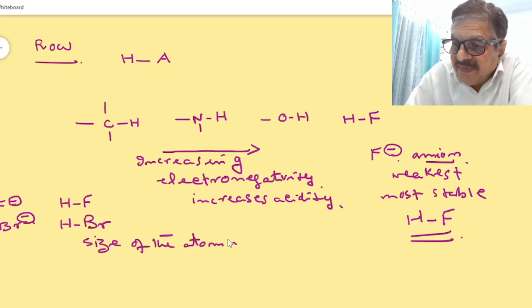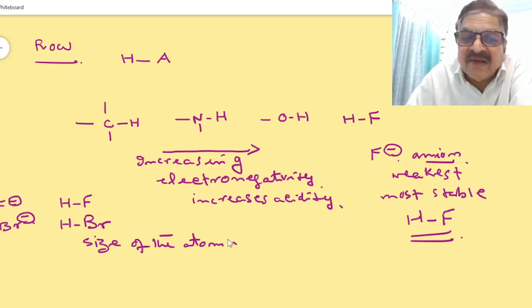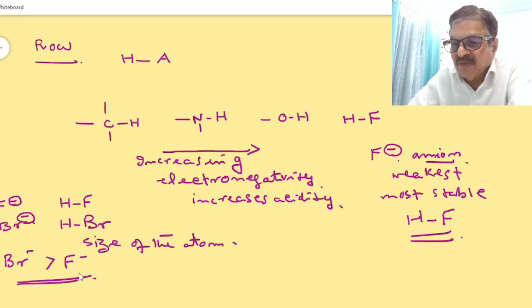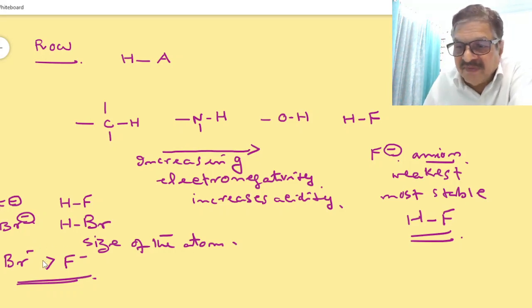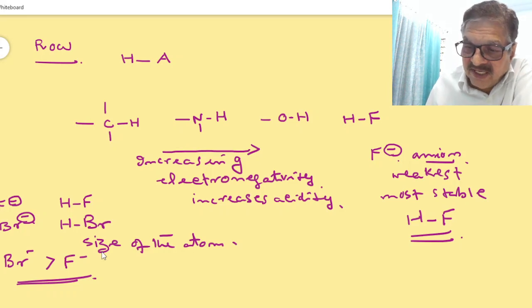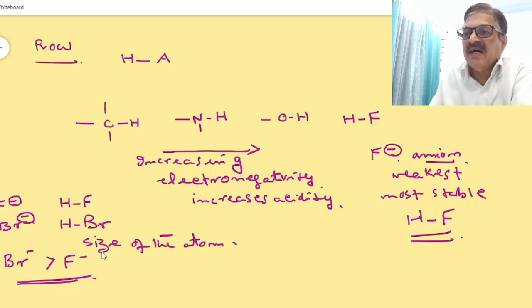Therefore, the size of the atom increases down the column of the periodic table. Here the bromide is larger than fluoride. Size wise, this bromide is larger than fluoride. Therefore, in this case of bromide, this acid HBr is a stronger acid. Now the two important differences between fluoride and bromide are the electronegativity and the size. Whether it is a positive charge or a negative charge, it is stabilized when it is spread over a large volume.